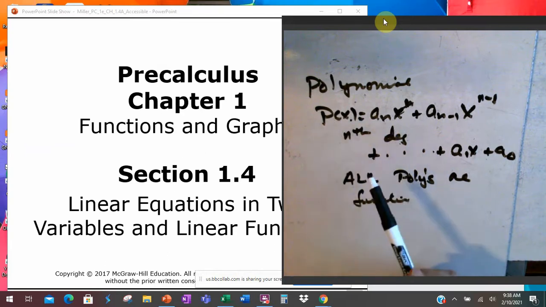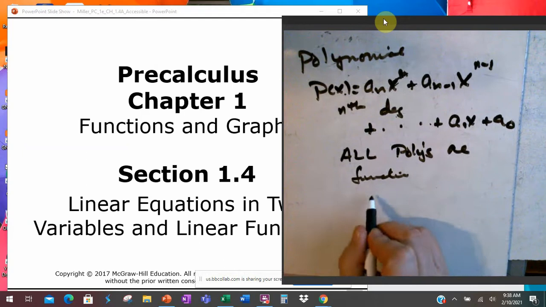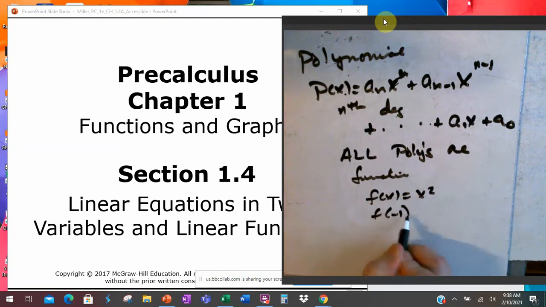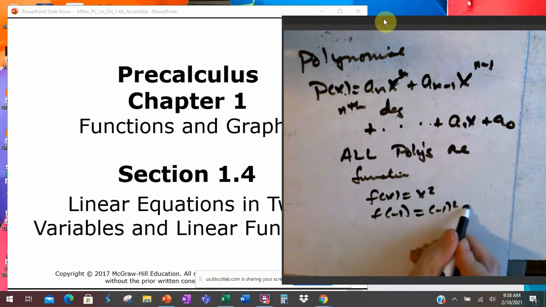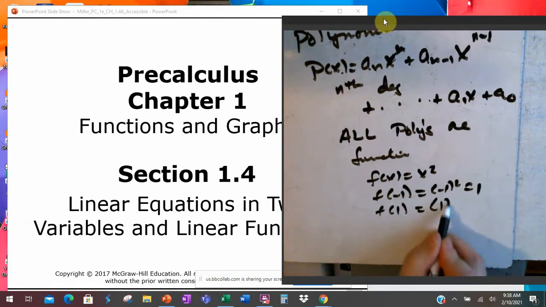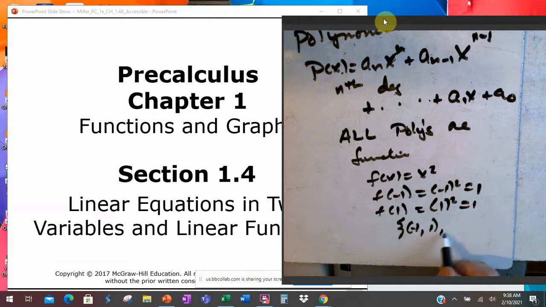Now, I may have the situation that it is symmetric, like f of x is equal to x squared, where f of -1 went to -1 squared, which is 1. f of 1 went to 1 squared, which is 1. So I've got the ordered pairs: -1 goes to 1, and 1 goes to 1. It is okay for multiple inputs to go to the same output.